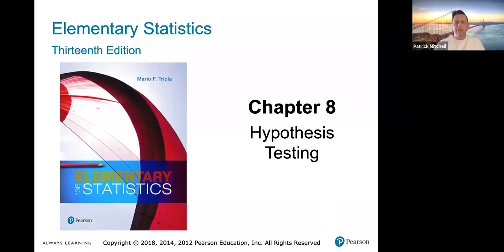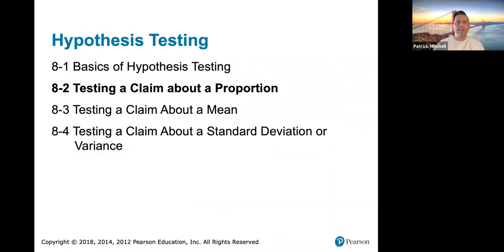We're continuing with Chapter 8, and today we are looking at Section 8.2, testing a claim about a proportion. So in Section 8.1, we went over all of the basics of hypothesis testing, what are all the different things that go into it, and now we're actually going to start doing it.